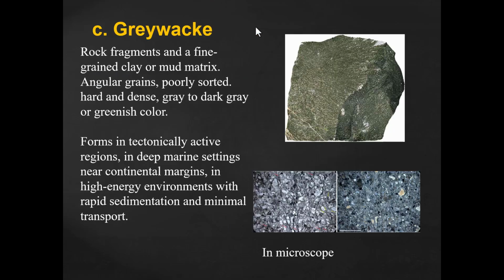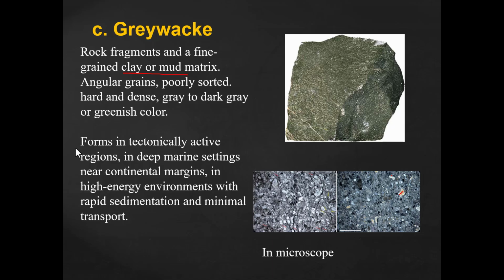And the last one you will have to know is the Greywacke. The Greywacke has rock fragments and a fine-grained clay or mud matrix. So this here is an under-the-microscope picture, and you can see the rock fragments right here, sitting in a very fine-grained matrix. And normally those are clay or mud, and the grains are angular, as I just pointed out, and the rock is poorly sorted. It has a hard, dense, gray to dark gray and greenish color. So this here is a dark gray greenish color right here.